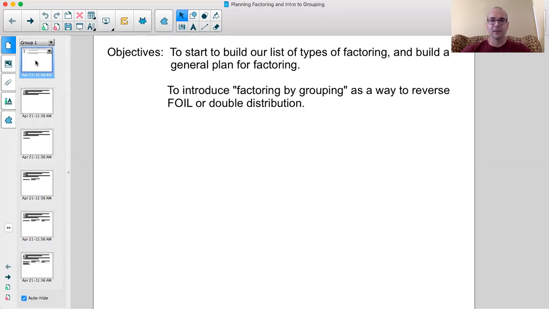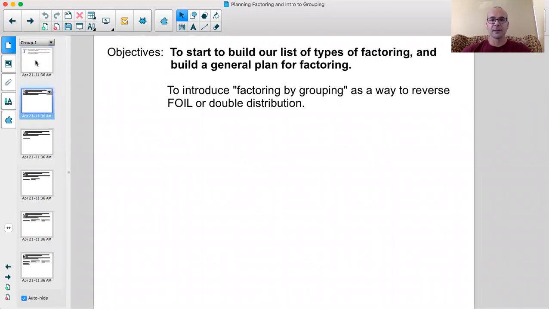I thought that one example maybe wasn't enough. So this one's going to cover the why, and that one will show you the how. So let's first build our list of types of factoring and start building a general plan for factoring.